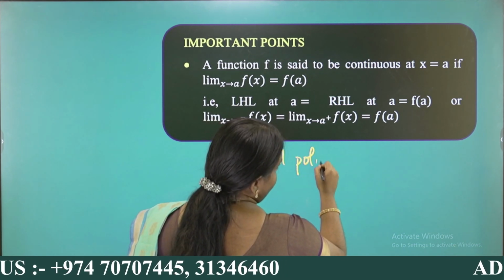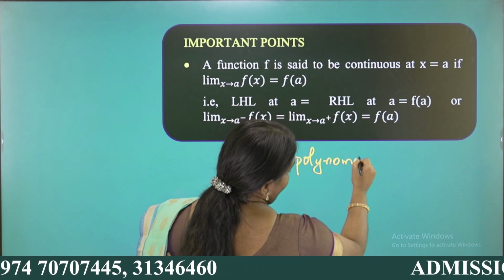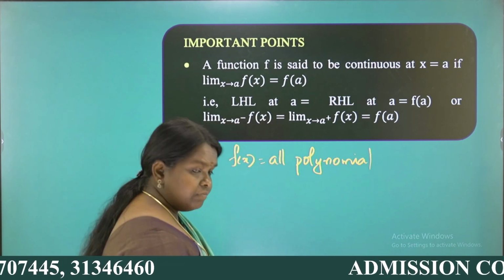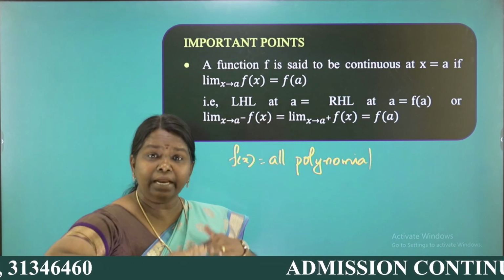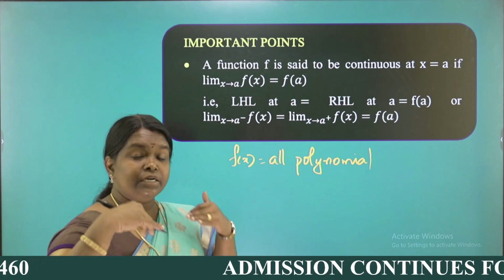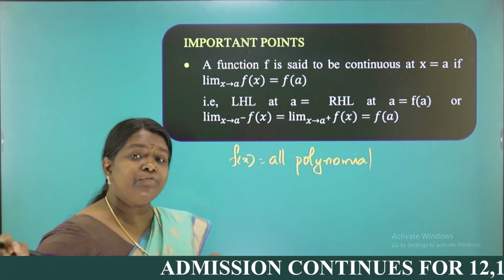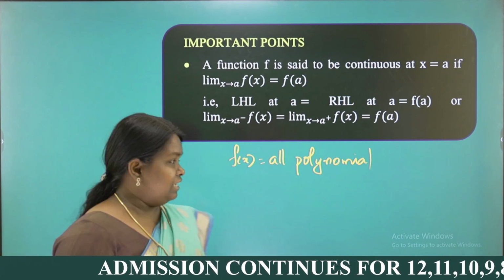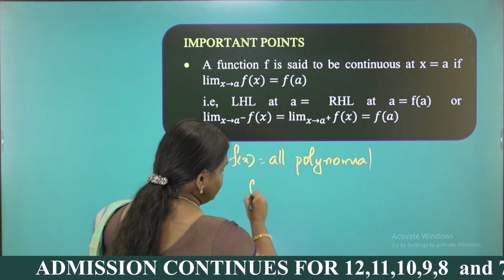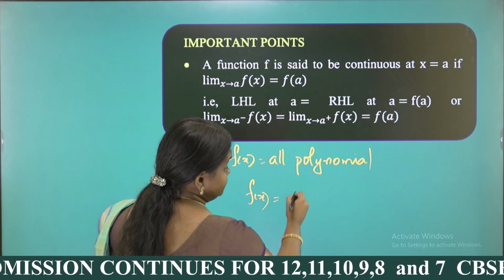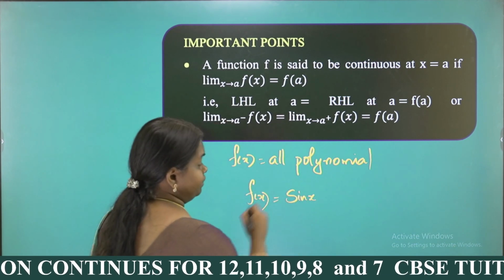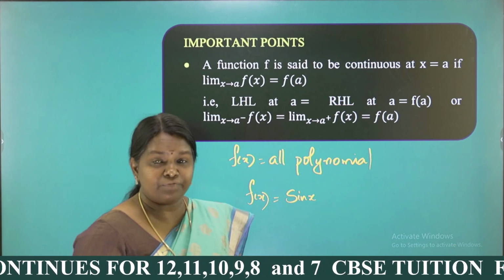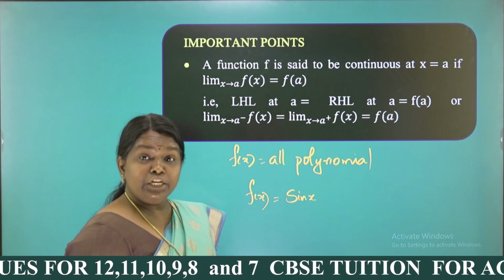The general form of a polynomial, you know, right? a0 x^n plus a1 x^(n-1), etc. Any polynomial is continuous everywhere. For every real number, it will be continuous. And now f(x) equal to sin x. Sin x is our famous basic trigonometric function that is continuous everywhere.